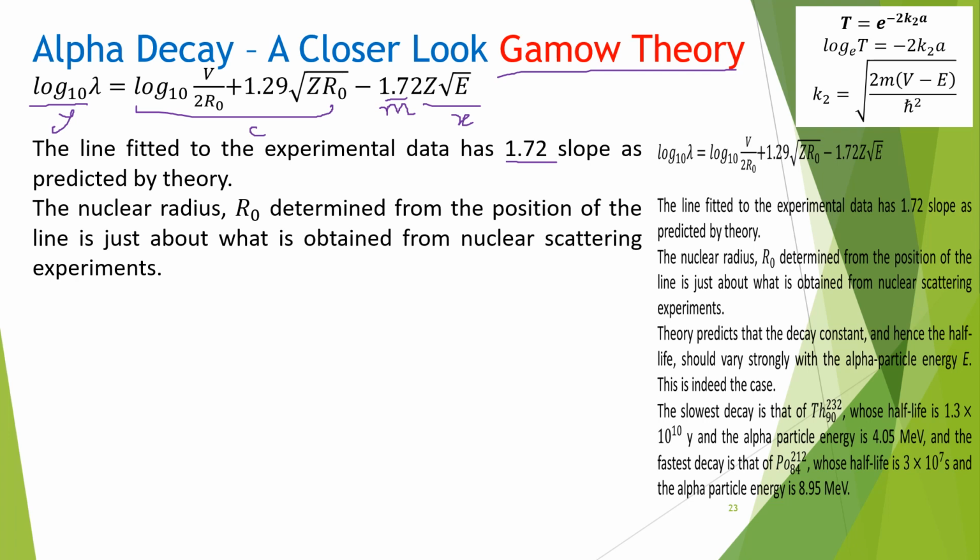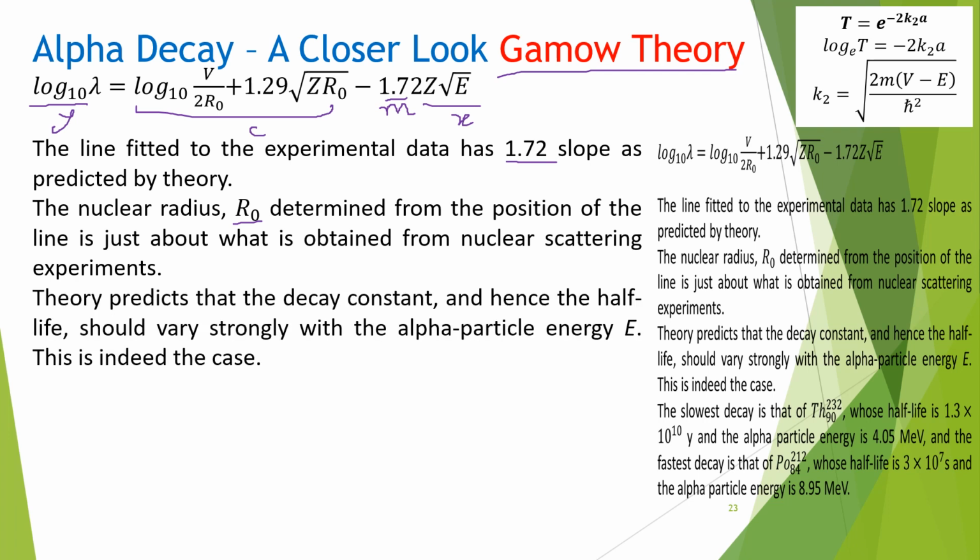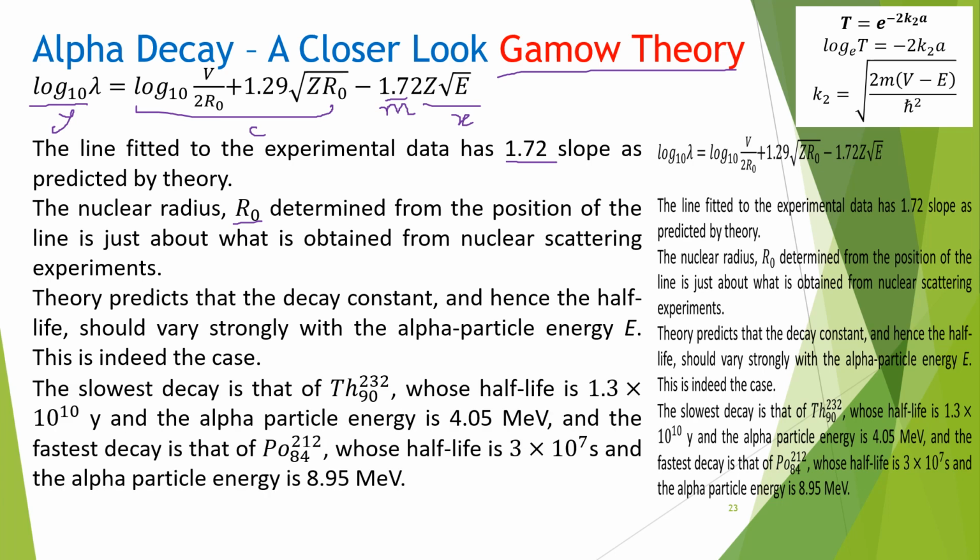The radius of the nucleus R0 can be determined from the position of the line, and is just about what is obtained from nuclear scattering experiments. The theory predicts that the decay constant and hence the half-life should vary strongly with alpha particle energy E. This is indeed the case. The slowest decay is that of thorium-90-232, whose half-life is 1.3 into 10 power 10 years, and the alpha particle energy is 4.05 mega electron volts.